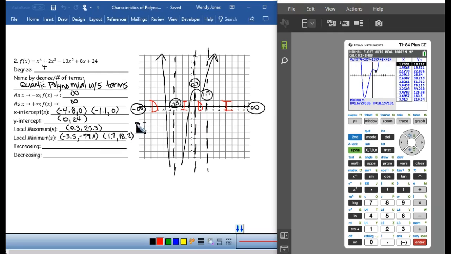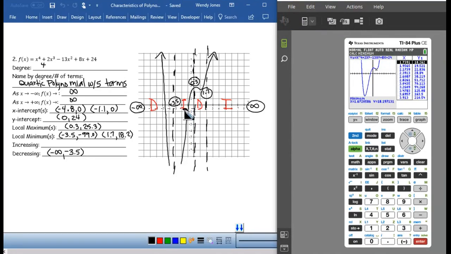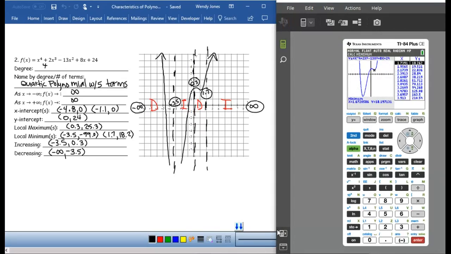So my first interval of decrease occurs between negative infinity and negative 3.5. Then I have an interval of increase between negative 3.5 and 0.3. Next, I have a decrease that occurs between 0.3 and 1.7. Finally, I have an interval of increase that occurs between 1.7 and infinity.